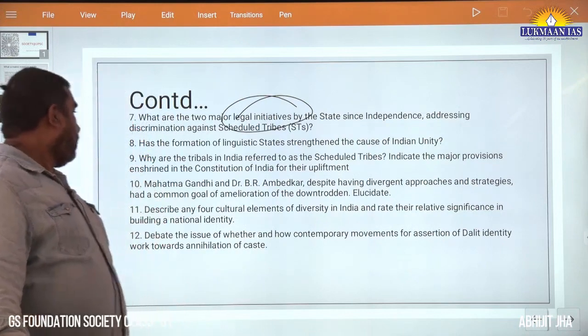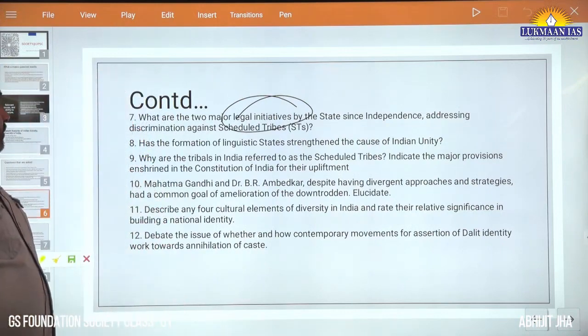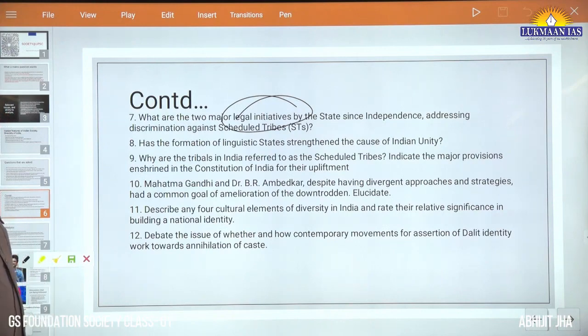There are so many things which are not mentioned in the constitution but do have a legal implication. Now, has the formation of linguistic states strengthened or weakened the cause of Indian unity? Regionalism. Why are the tribals in India referred to as scheduled tribes? Indicate the two major provisions enshrined in the constitution for their upliftment.